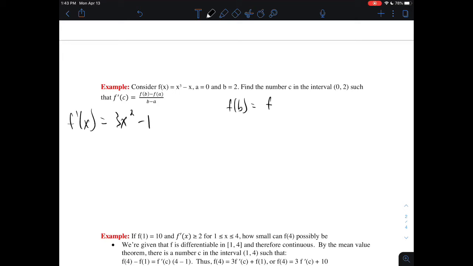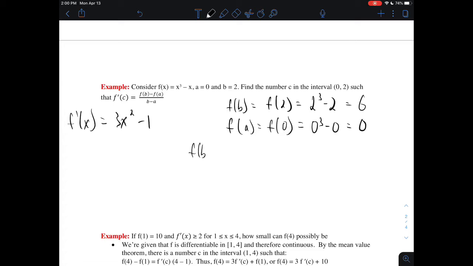So f of b is just f of 2, which is 2 cubed minus 2, so 8 minus 2, which is 6. And f of a is f of 0, which is 0 cubed minus 0, which is 0. So then f of b minus f of a divided by b minus a would be 6 minus 0 divided by 2 minus 0, which is 4.